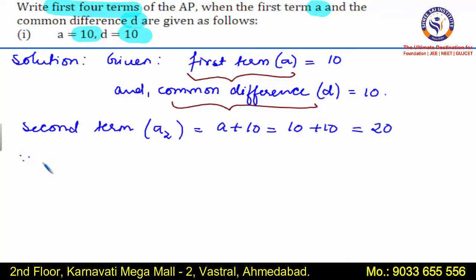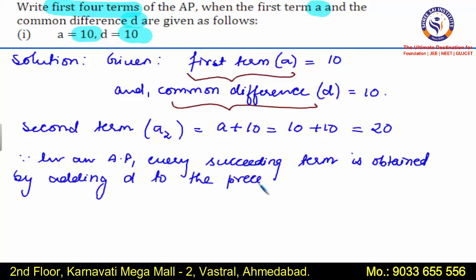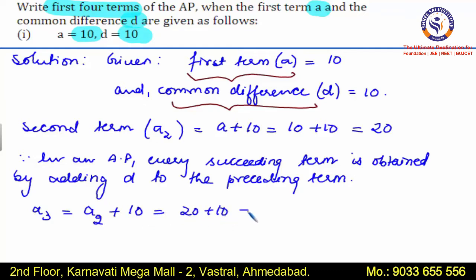Since in an AP, every succeeding term is obtained by adding the common difference D to the preceding term. Similarly, we can find the third term, which is obtained by adding the common difference to the second term, that is 20 plus 10, and this gives the third term as 30. Fourth term can be obtained by adding the common difference to the third term. This gives 30 plus 10 is equal to 40.